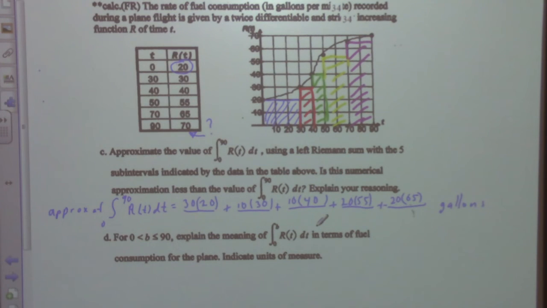Why would we decide to use a right Riemann sum instead of a left Riemann sum, as opposed to the way the problem did it? Think of the real world, okay? Look at the problem. What is the problem asking about?